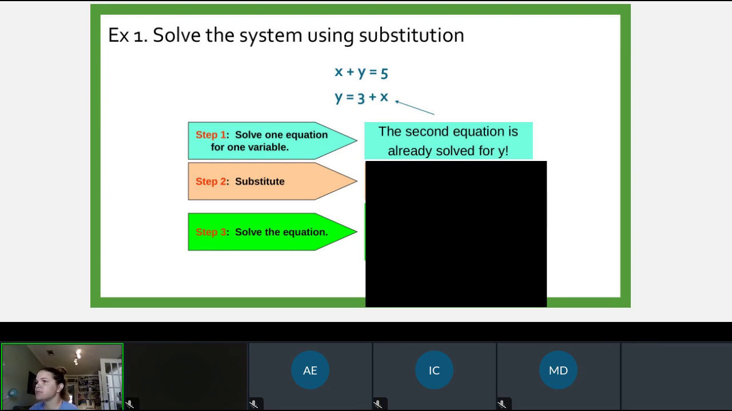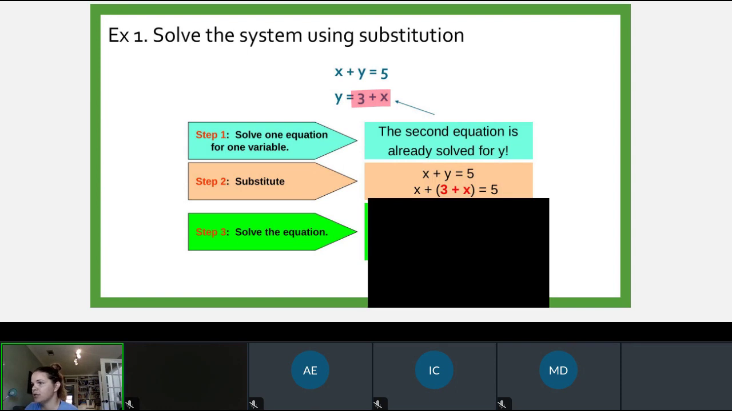The second step is to substitute. So let me show you how we do this and why we're able to do this. This second equation says that y equals 3 plus x. So y is the same thing as 3 plus x. So anywhere that there is a y in this equation, we can instead put 3 plus x. So what we're going to do is say, okay, x plus y equals 5. We're going to change that to be x plus 3 plus x equals 5.